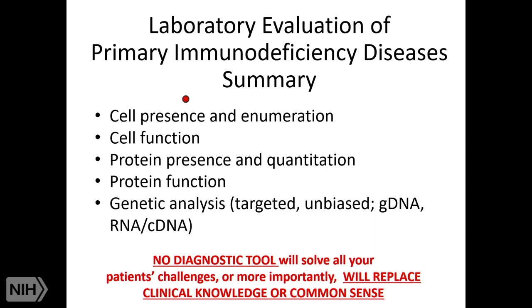So here, cell presence and enumeration is important, but the function has to be coupled wherever you look. Protein presence and quantitation, but also protein function. You already know about genetic testing, but this is probably more important than everything else I said before. No diagnostic tool will solve all your patients' challenges, or more importantly, will replace clinical knowledge. You can have whole genome, transcriptome, and so on, and if you don't think your patient through, you will get nothing from those tests. So use your mind, think about your patients. There are plenty of tools. They will help you to solve your patients, but you have to know what you are looking for.